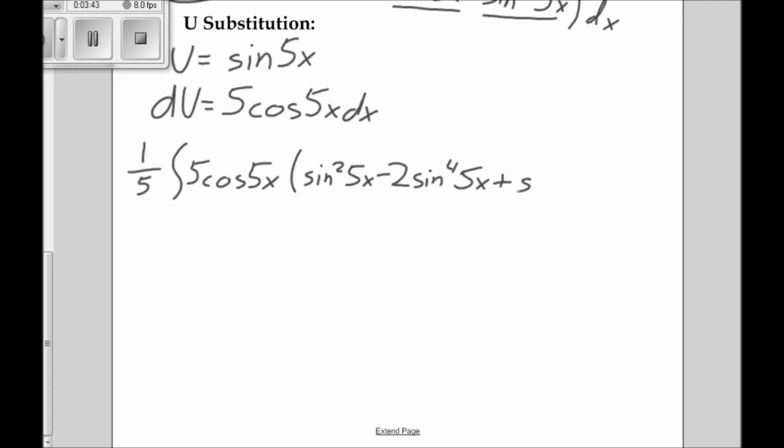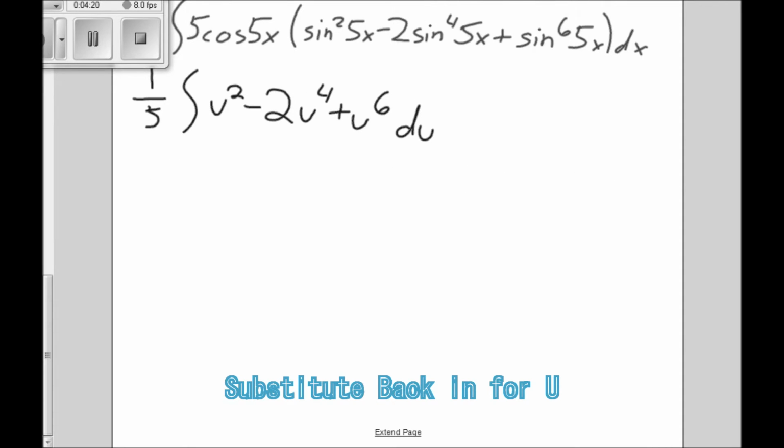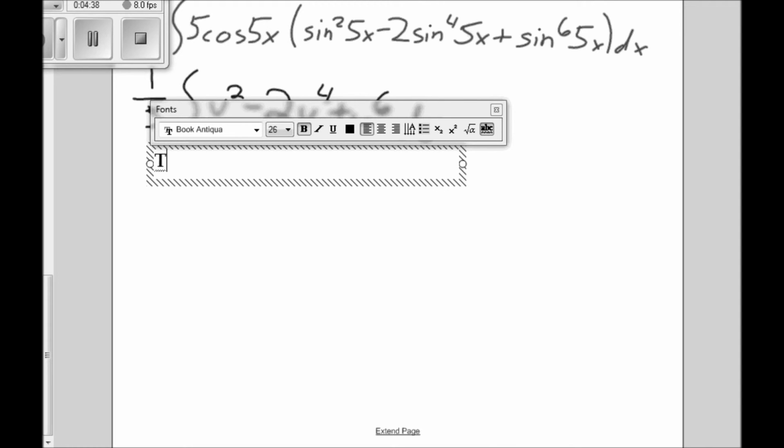So we have 1/5 times 5 cosine of 5x times sine squared 5x minus 2 sine to the fourth 5x plus sine to the sixth 5x dx, and we can plug in a u for all of our sine of 5x's. This gives us a new integral in terms of u of 1/5 times the integral of u squared minus 2u to the fourth plus u to the sixth du. Now it's time to take the integral.